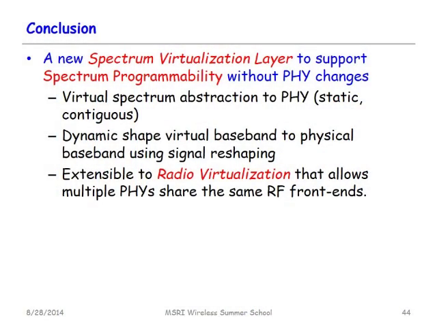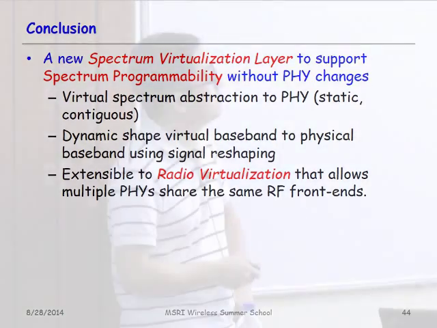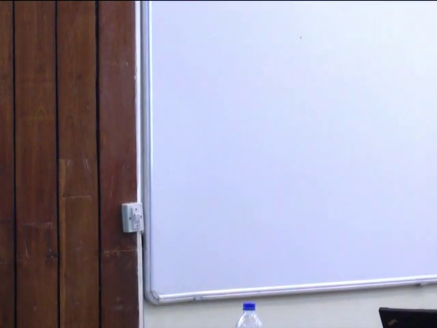Okay, so I just conclude that. We propose this spectrum virtualization layer as a general way to support spectrum programming for dynamic spectrum networks. It provides a very simple abstraction to the physical layer. So now the physical layer does not need to consider the real, complex allocation of the radio front end and radio band, but only works on the virtual spectrum that is continuous with a certain bandwidth.